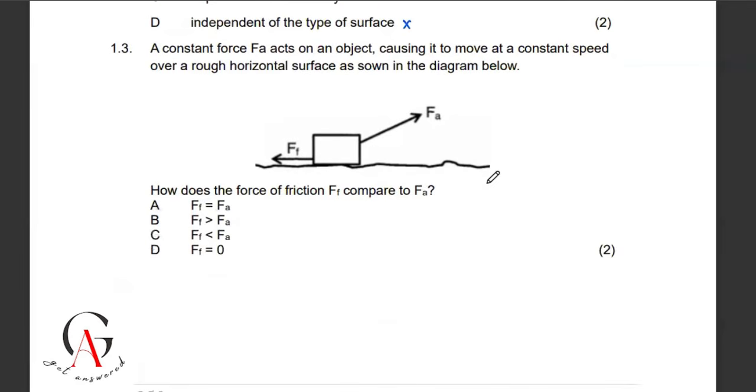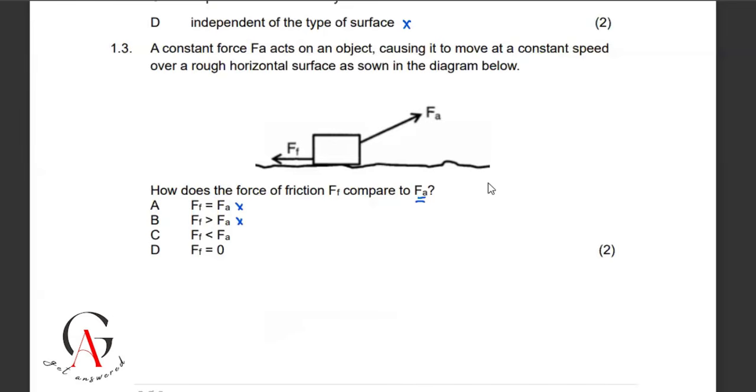And then 1.3, a constant force Fa acts on an object causing it to move at a constant speed on a rough horizontal surface as shown in the diagram. So how does the force of friction compare to Fa? Okay, what do you see? F friction is the same as that? That is a no. FF is greater, frictional force is greater?